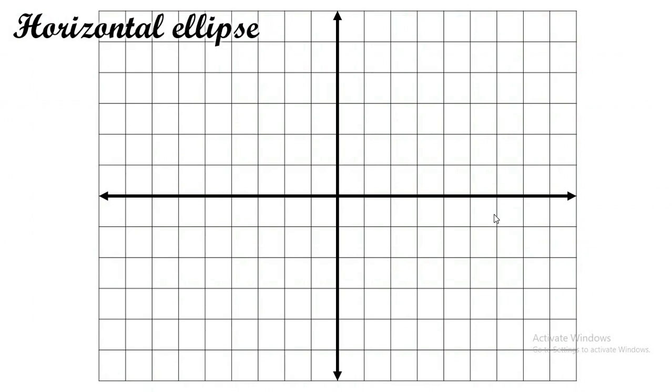Let me now discuss how you are going to plot the essential parts of an ellipse if it is a horizontal ellipse. So we start by plotting the center. So say for example, the center is plotted here at the origin. That will be labeled as HK. Next to be plotted after the center would be the vertices.